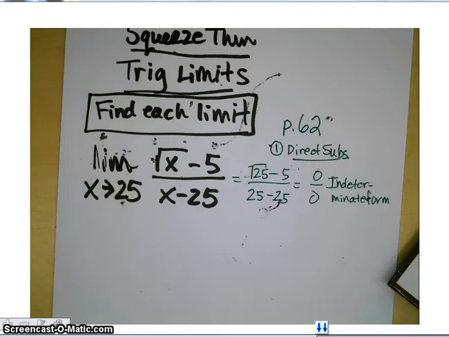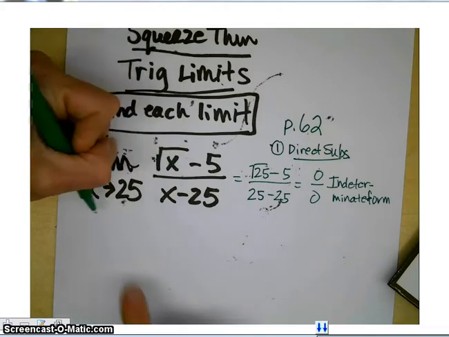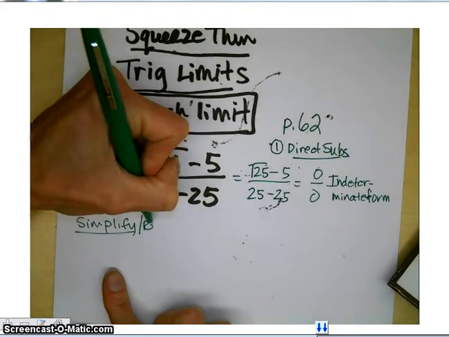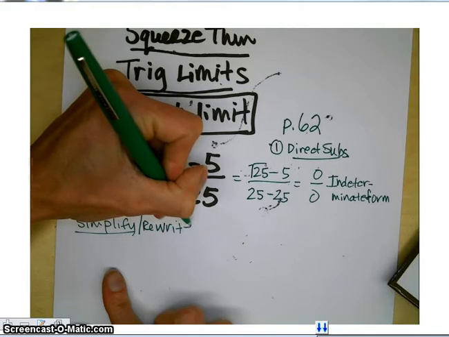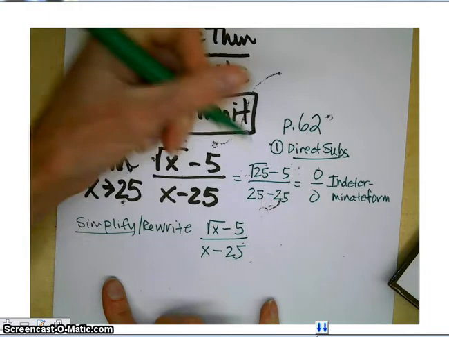Another thing you could use is something called rationalizing the numerator. Can you rationalize a numerator? Yeah, you can rationalize a numerator or a denominator. So there are two ways to rewrite this function. I'm actually going to factor the bottom as a difference of squares. So my technique is to simplify or rewrite my function, the square root of x minus 5 over x minus 25. I'm going to do a little algebra to this.